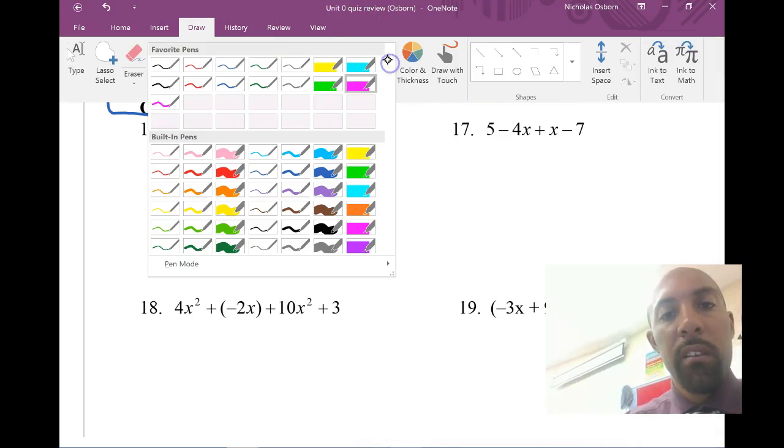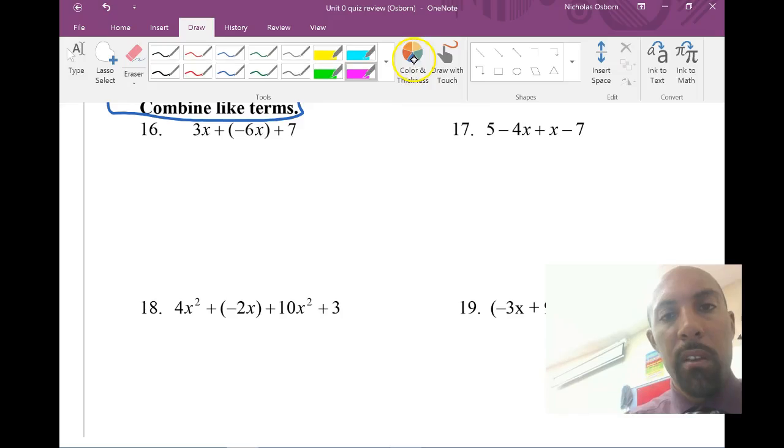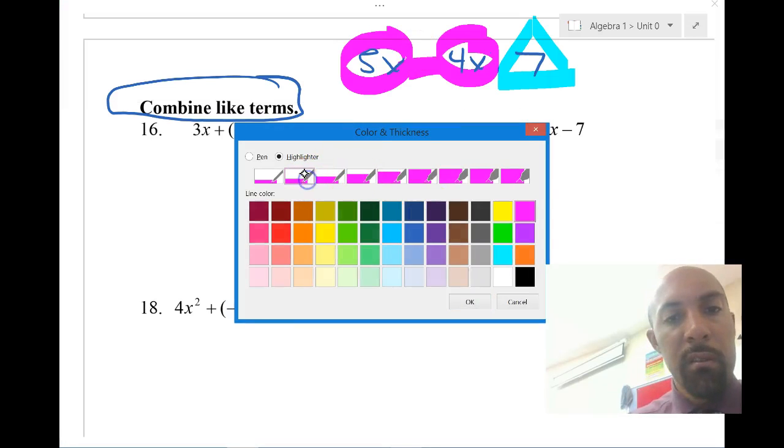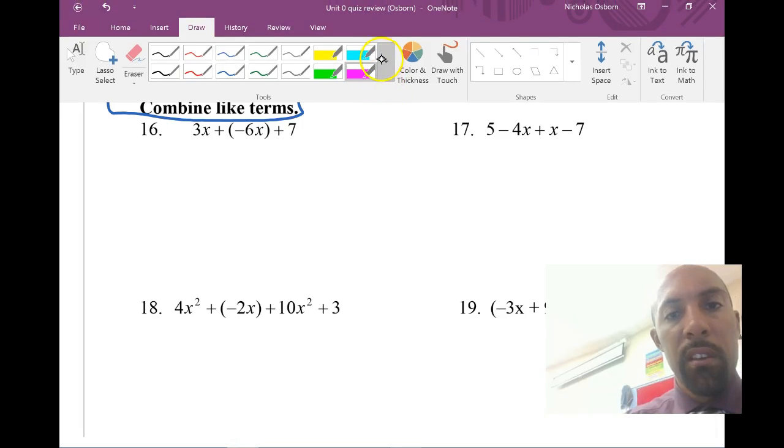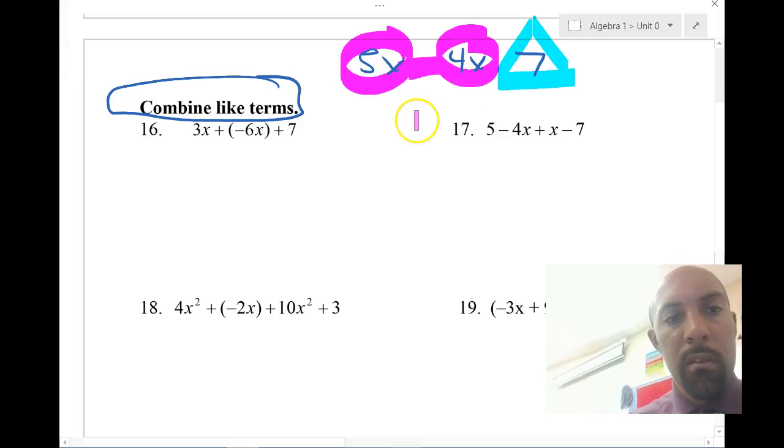Okay, so I think I need a little bit different color here, a little thickness. Okay, let's use that one. And then I also will need. Okay. All right, so the first one.